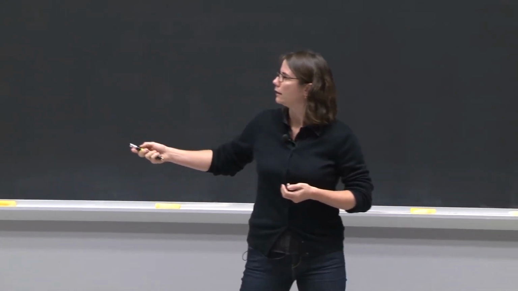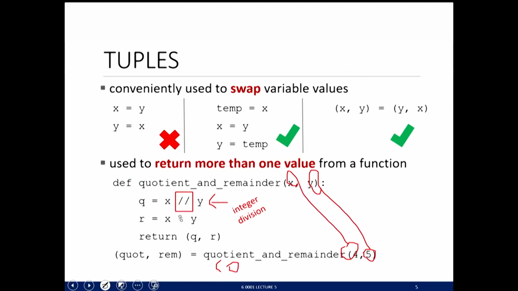Okay. So when the function returns here, this is going to say 0, 4. That's the tuple it's going to return. Right? q is going to be 0, and r is going to be 4. So then this line here, quot, rem equals 0, 4, is sort of like what we did up here. So it assigns quot to 0 and rem to 4. Okay, so we can use tuples. This is very useful. We can use them to return more than one value from a function.